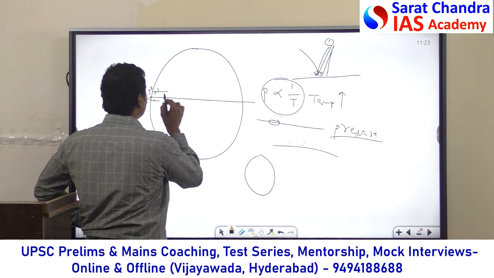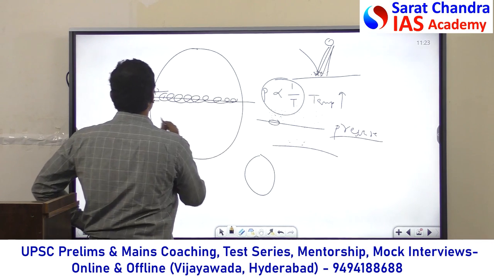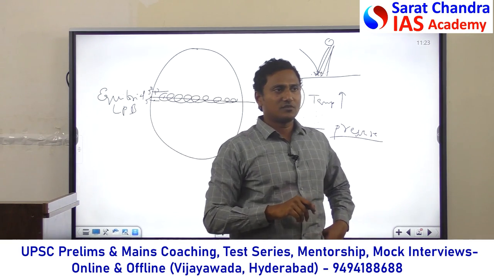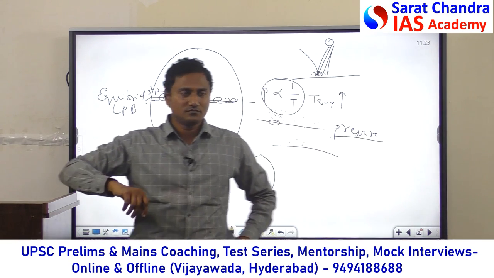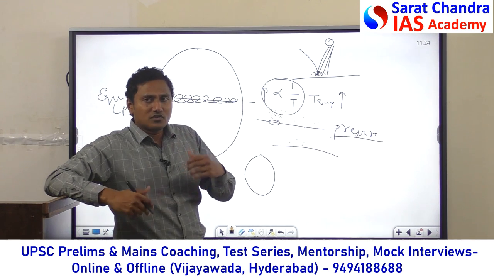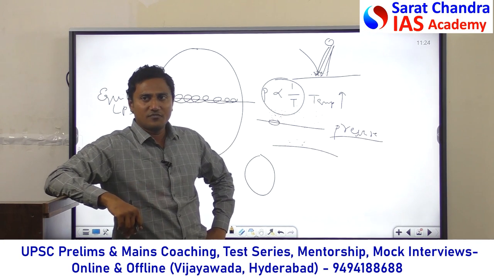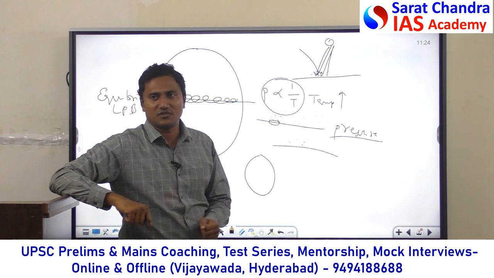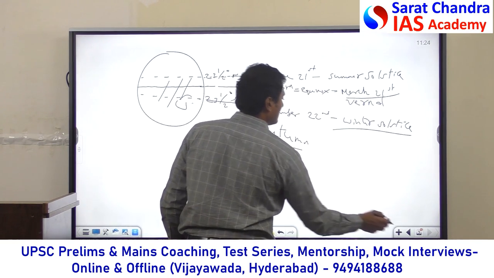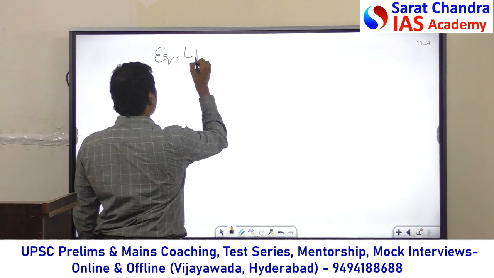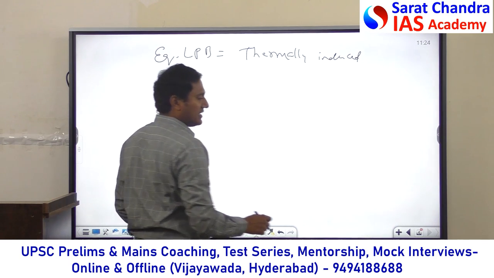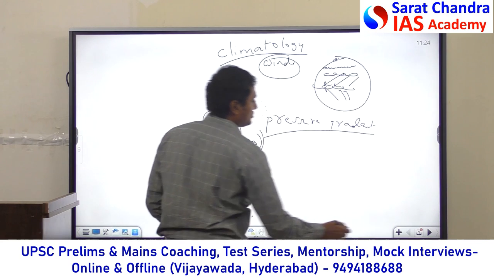Friends, this belt is called the equatorial low pressure belt, okay? Tell me, is this belt because of temperature or because of other reasons? Temperature only, no? Just because it has high temperature, it became low pressure. That's why we call this belt a thermally induced pressure belt. The equatorial low pressure belt is called a thermally induced pressure belt. Thermally induced, okay? Because it is formed due to high temperature. That's all. No other reason.